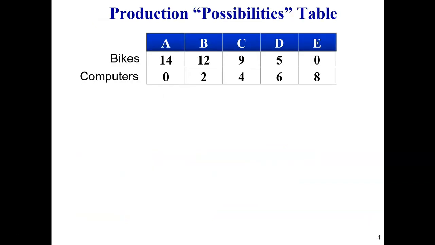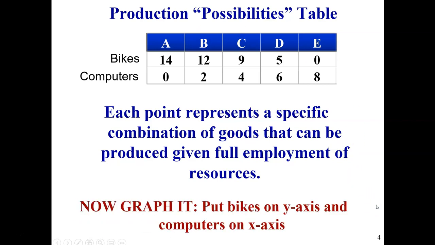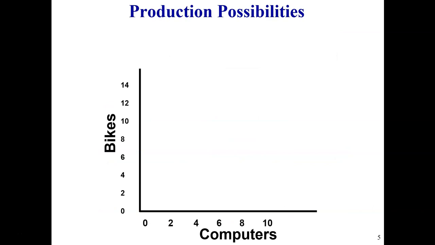Here's a production possibilities table for bikes and computers. Each point that we're going to graph represents a specific combination of goods that can be produced given full employment of resources. So there's nothing sitting idle. Now we're going to graph it. Put bikes on the y-axis and computers on the x-axis. So you can do this yourself. If we make a graph of bikes and computers, and graph each of the points, we've created the production possibility curve.